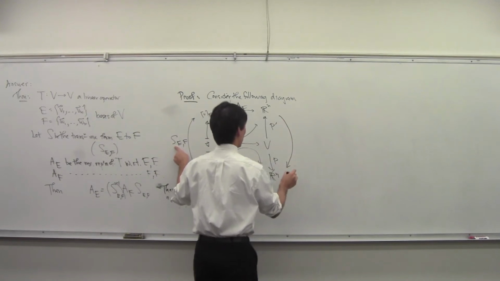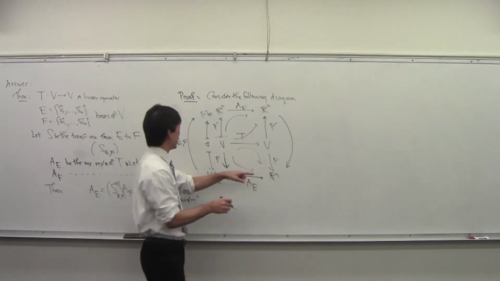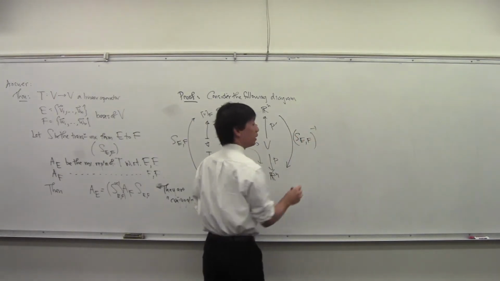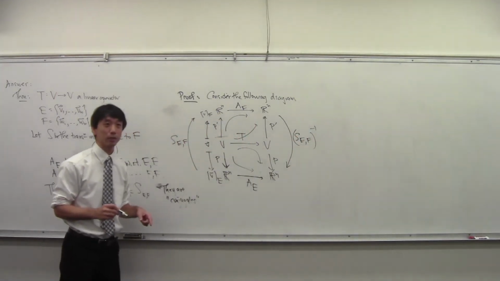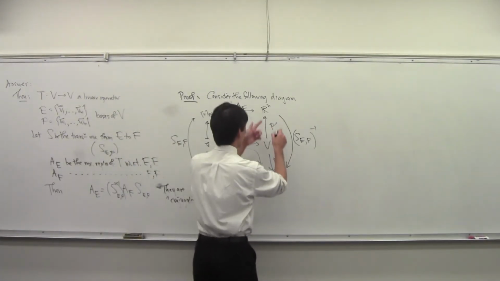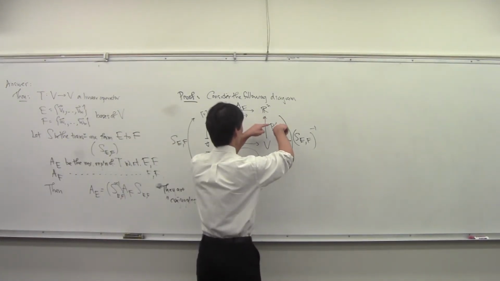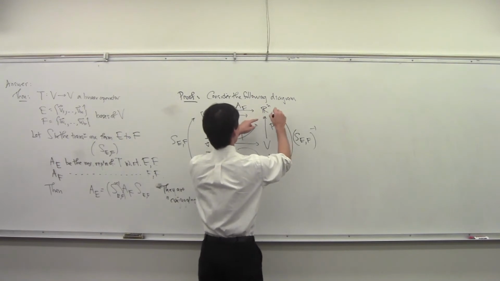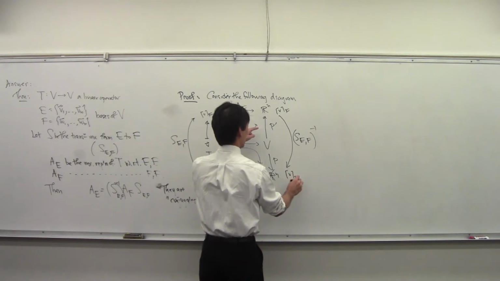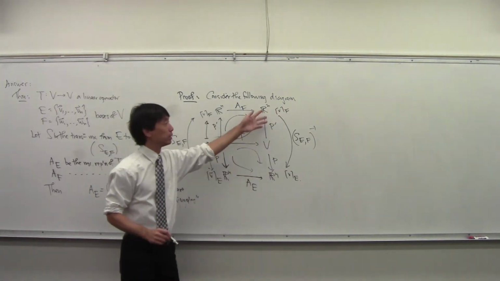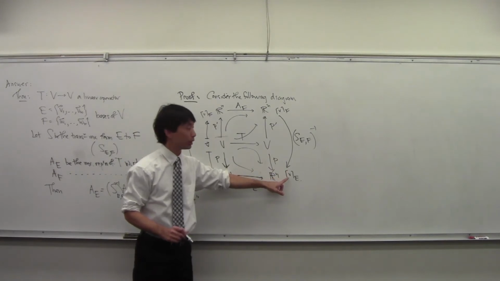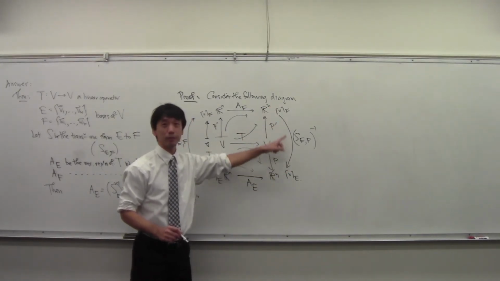This guy here is the opposite guy, right? So it will be the inverse of the transition matrix, right? Because this map will be going from V sub F to V sub E, right? So it's the inverse of the transition matrix that takes you from E to F.